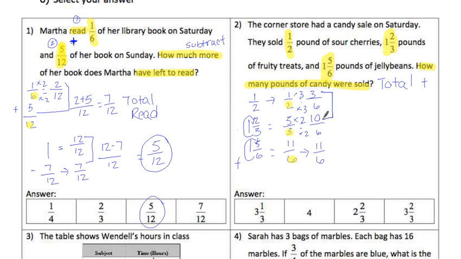Now I'm going to add the 3 numerators together. 9 plus 10 plus 11 over 6. If I add all of those 3 together, I get 30 over 6. And if you think about it, if I just divide 30 divided by 6, I get 5 pounds. So the answer is just 5.